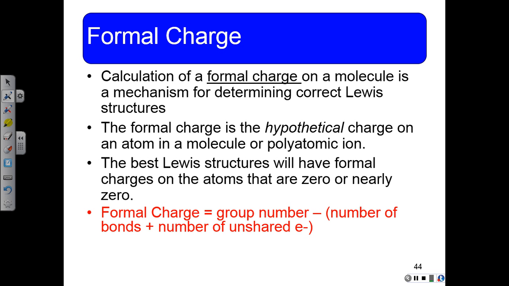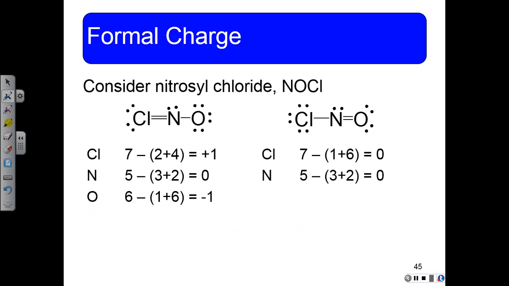Just to show you why we picked the right structure, here it is. We know this one was the correct one. That's what everybody picked anyway. If we look at the chlorine, it's in group 7. That's our formula, the group number, minus the number of bonds. Chlorine's making one bond, right? Plus the number of unshared electrons. Chlorine has 2, 4, 6. So we get 7 minus 7 equals 0. We do that for every atom, and we get 0 all the way across.